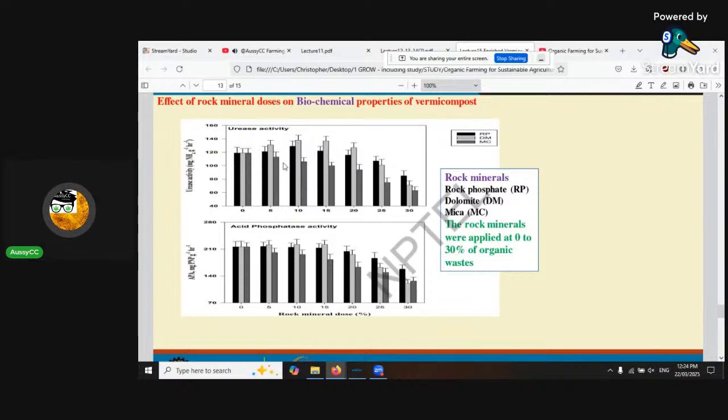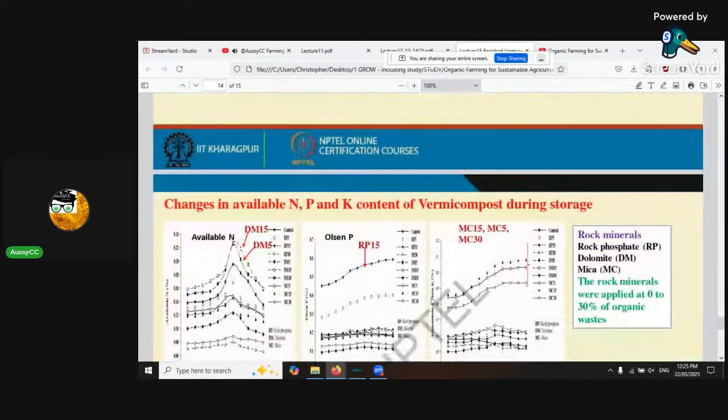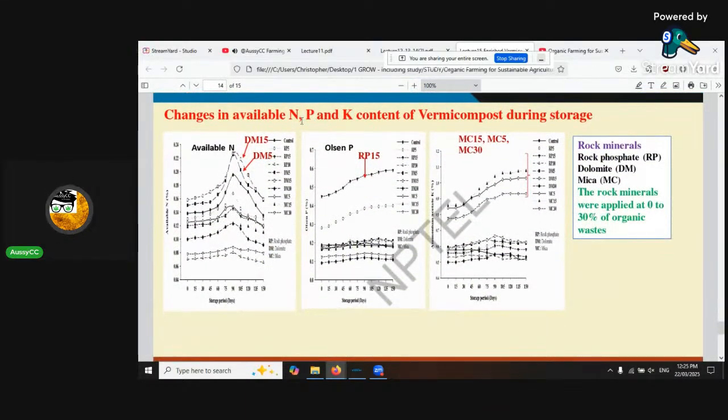It's all pretty balanced though, isn't it? So at the start, look, they're all the same, and as the days progress, it's pretty similar, I'd say, too. And acid phosphatase, it's pretty similar again. Changes in available NPK content of vermicompost during storage. This is a big one.